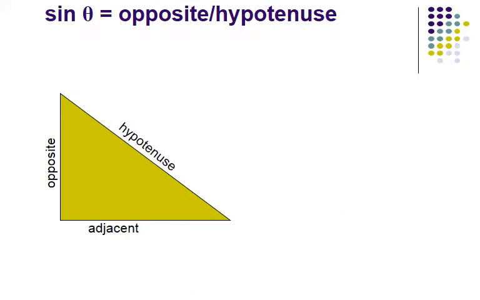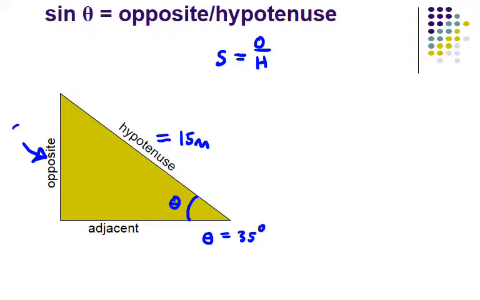The first function we're going to look at is the sine function. Sine of the angle equals opposite over the hypotenuse. So let's say this is the angle that we have, and let's say the angle here is 35 degrees, and we have the hypotenuse. Let's say the hypotenuse length is 15 meters, and we want to find out what length the opposite side is. How many meters is the opposite side?